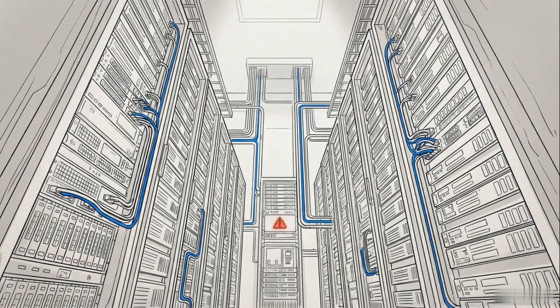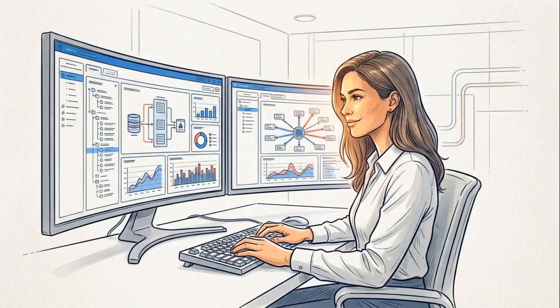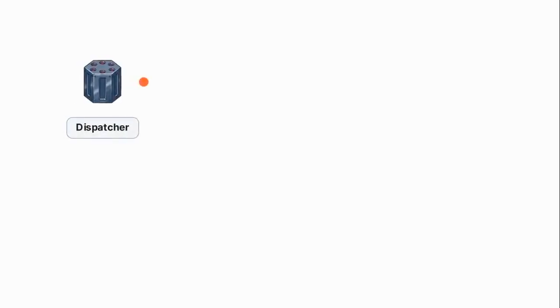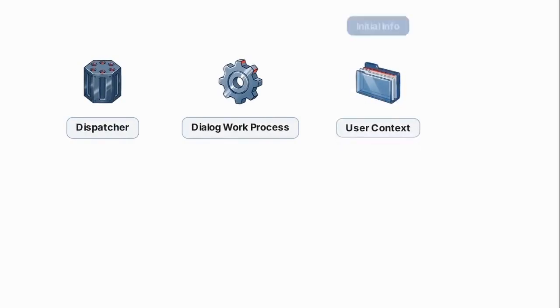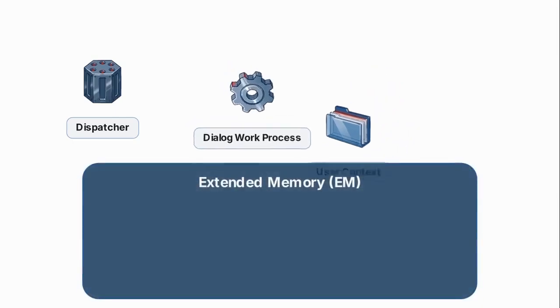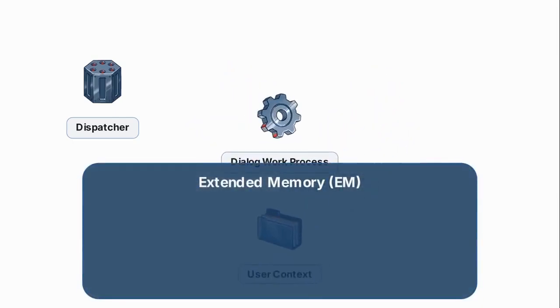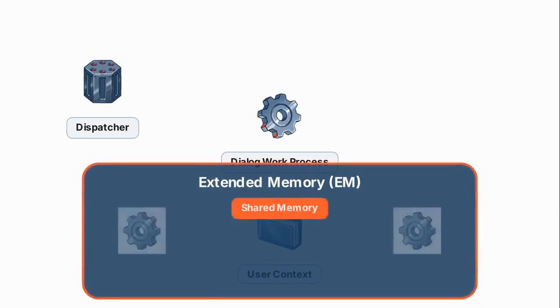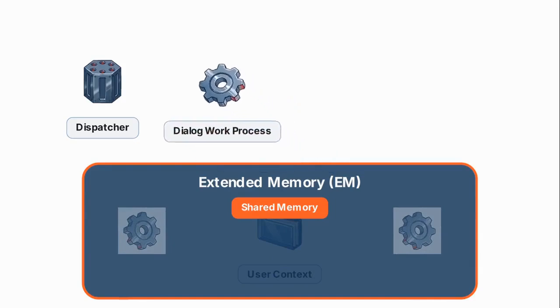To see how this routing logic operates in practice, we have to analyze what happens in the architecture when an interactive user executes a standard transaction. The dispatcher immediately assigns a dialog work process to handle this interactive request. The user context, which includes the user's initial login information and their active internal and external sessions, requires an immediate memory allocation to function. For dialog processes, SAP always allocates memory from extended memory, or EM, first. Extended memory is specifically defined as shared memory, meaning it is a central pool accessible by multiple work processes. The operational benefit of this shared memory is that it allows for extremely fast user context switching.